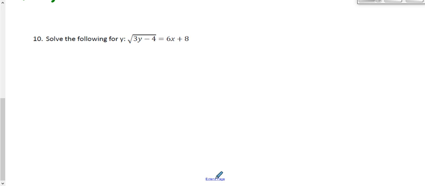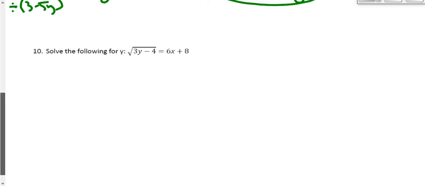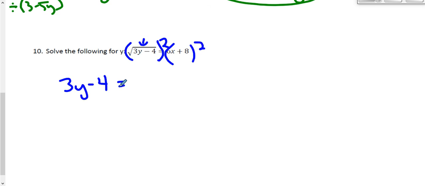We've got one more to take a look at here. This time we're solving for y, and y is stuck inside this radical right here, and I don't want it there, so I'm going to have to undo that radical. Now, the radical is all by itself on the left-hand side, so I can go ahead and undo that square root by using the opposite, which is the second power. But I'm going to have to do that to both sides. So I'm going to end up with 3y minus 4 equal to 6x plus 8 to the second power.